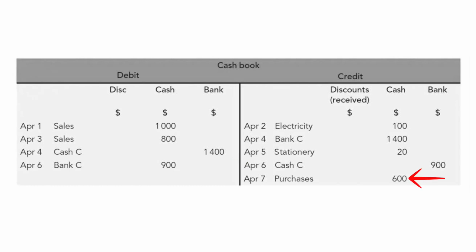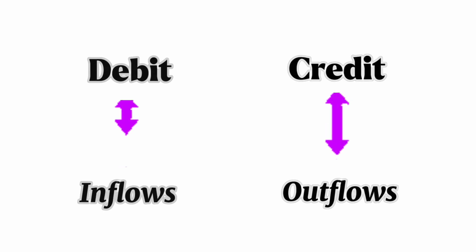Fifth, on April 7th, purchases, cash of $600. Purchases were made in cash, decreasing the cash balance. This is recorded as a credit entry in the cash column. The cash book records both cash and bank transactions in detail, showing inflows, debits, and outflows, credits.